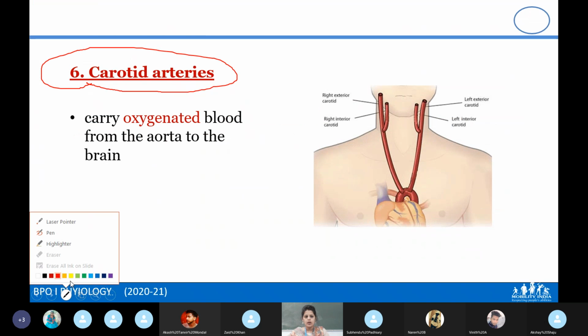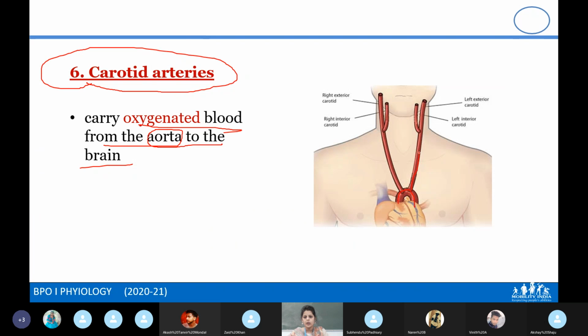Carotid artery carries oxygenated blood from aorta to the brain. Where is the arch of aorta? Arch is here. So from here the artery that goes is called carotid artery. So carotid arteries are again two. Right and left, each with external carotid and internal carotid. This you will study in anatomy. Carotid artery is divided into two. One is external, second is internal.